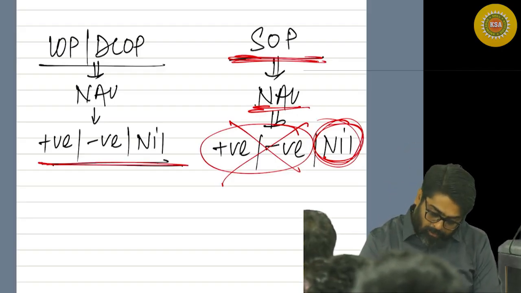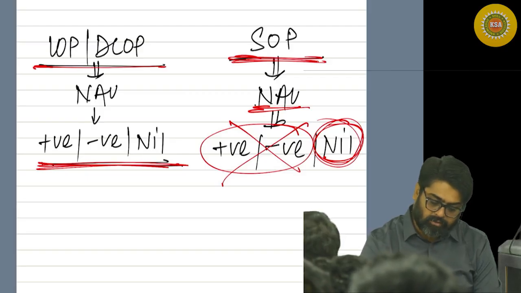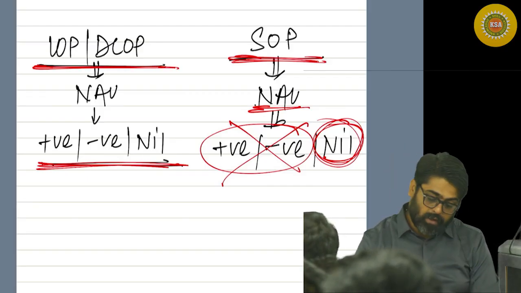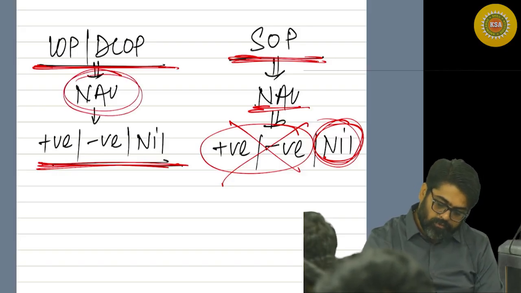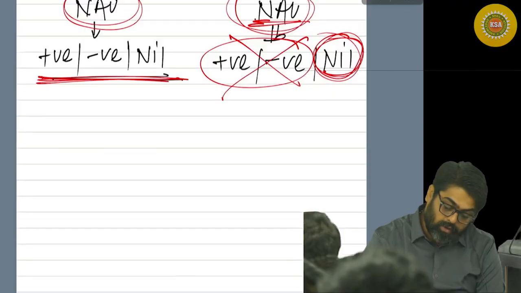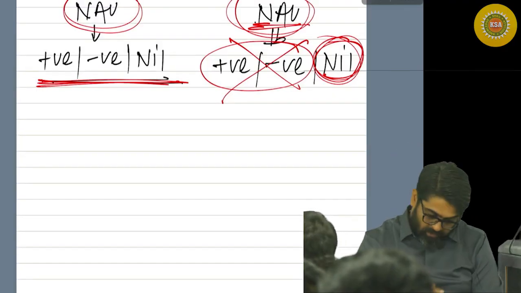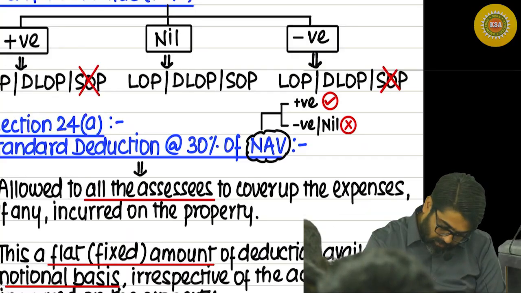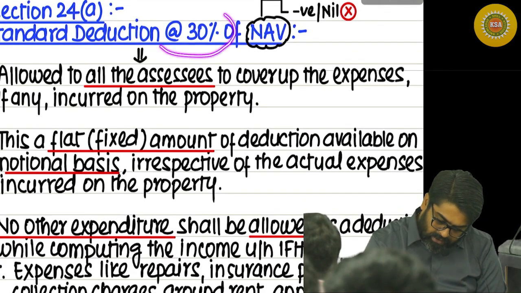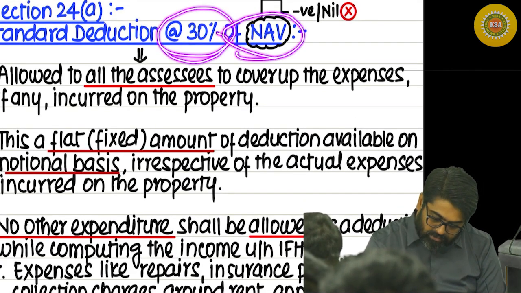So these three possibilities are in the case of LOP or DLOP only. Yes or no? Now, once you arrive at the figure of NAV, now you are going to get two deductions. How many deductions? First one, standard deduction is at the rate of 30% of NAV.